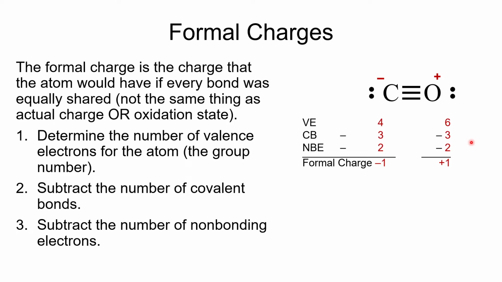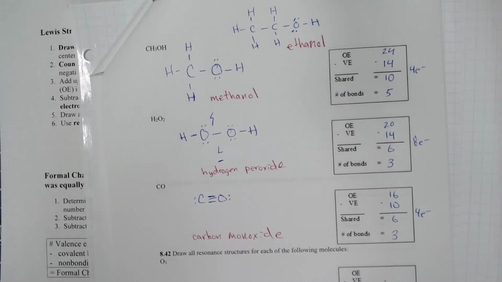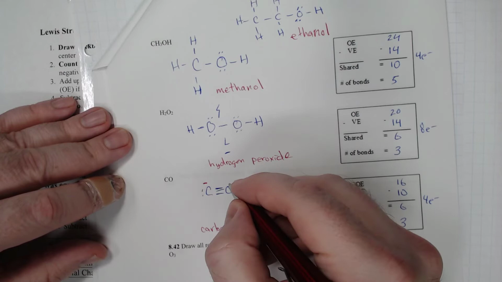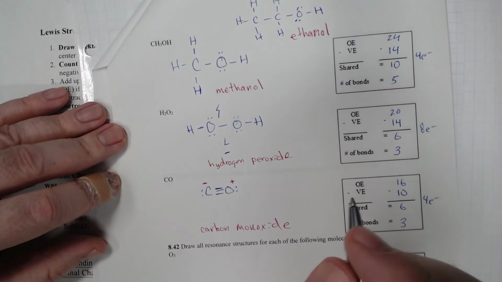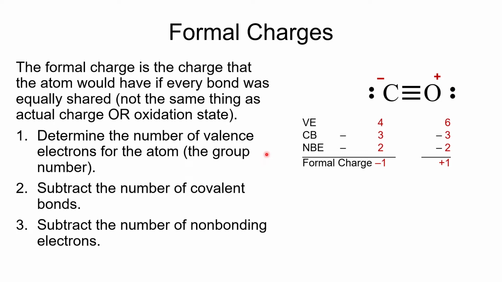All right, this is unusual. This is unusual because it puts a negative charge on the less electronegative element and puts a positive charge on the more electronegative element, and that's quite unusual. And that lone pair of electrons that's on the carbon is part of the reason why carbon monoxide is so dangerous. When you breathe in carbon monoxide, that lone pair of electrons on the carbon bonds very tightly to the hemoglobin in your blood, and it prevents oxygen from attaching to the hemoglobin. And anyway, it makes you very sick and very dead if you get too much of it.